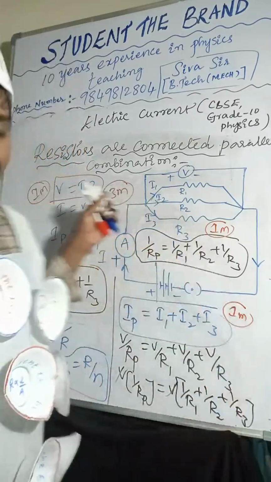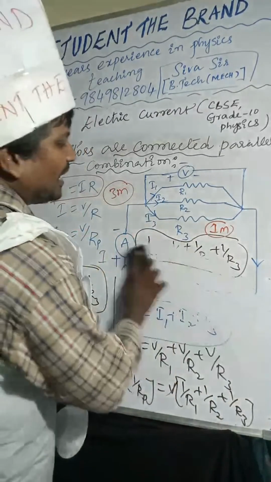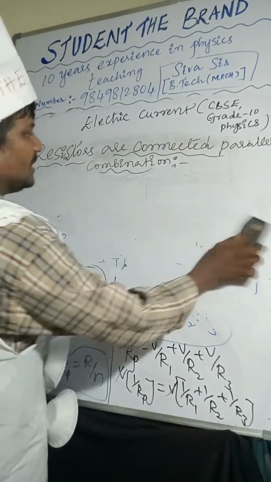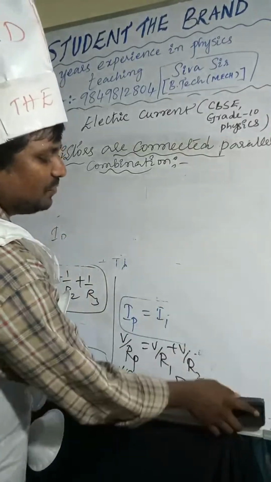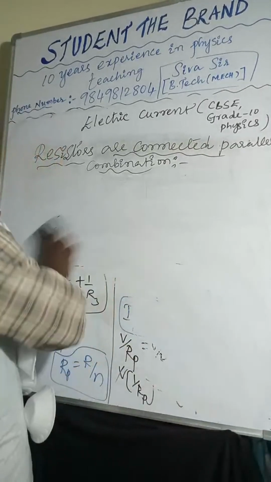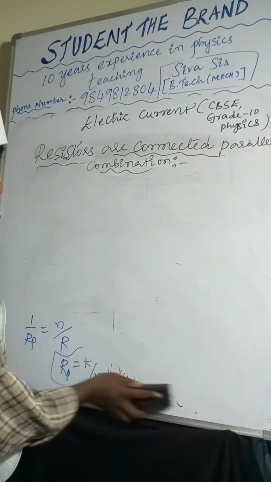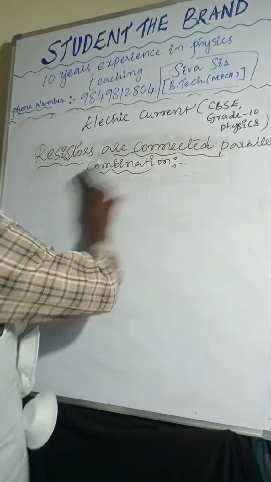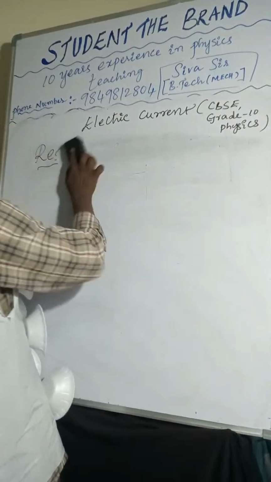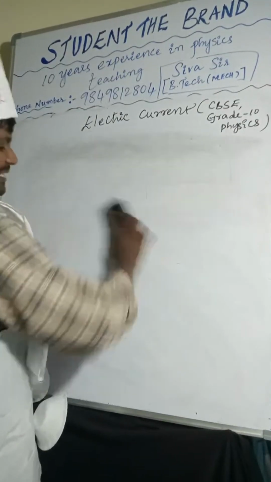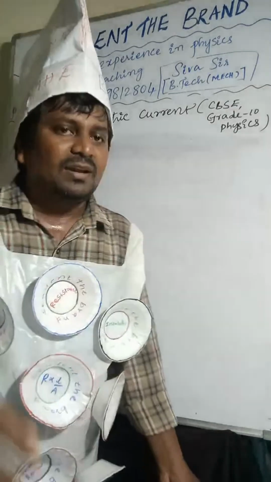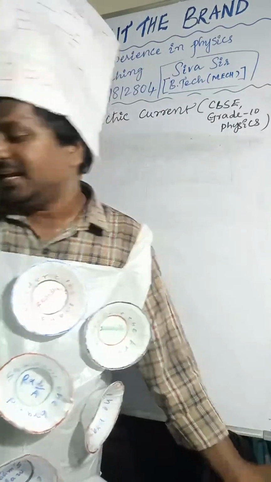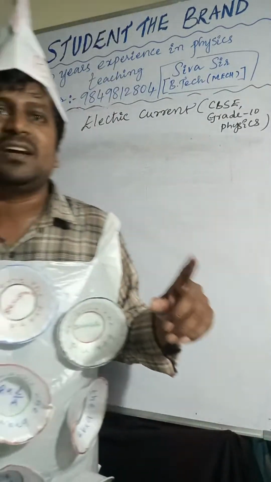Okay, come to the point. One more I am considering here: if n number of resistors are connected. The next topic is each and every word is a diamond. Each and every statement is marvelous, mind blowing, amazing. So the next topic I am telling is the heating effect of electric current.